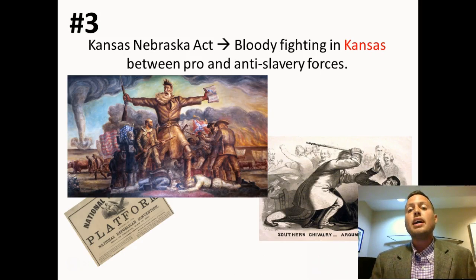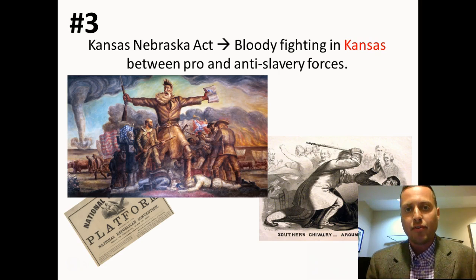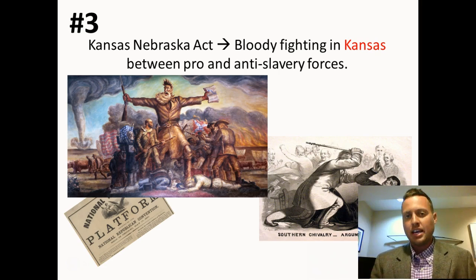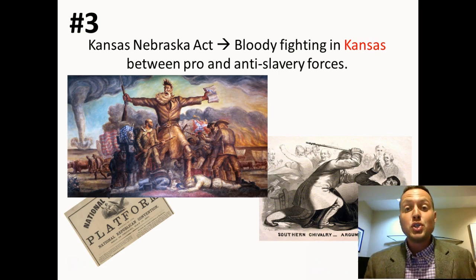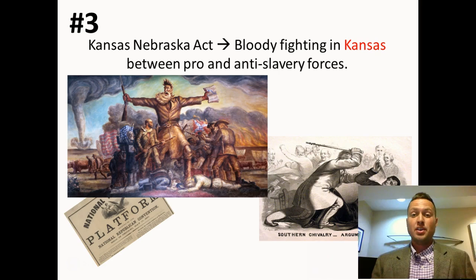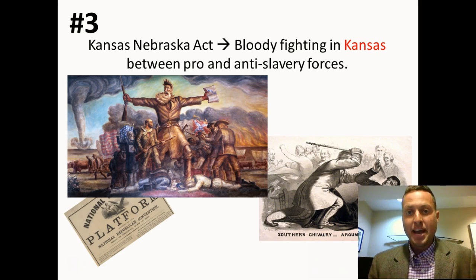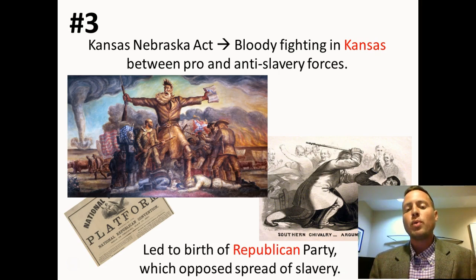This creates bloody fighting in Kansas, because everybody knew Nebraska was going to be free, but Kansas might go slave. So slave owners would come into Kansas for that big vote, popular sovereignty voting. People who are abolitionists would go into Kansas and they would fight each other. And a new political party was formed, which was against the extension of slavery into the territories. And that new party, write this in, was the Republican Party. It was formed as a party which opposed the spread of slavery.